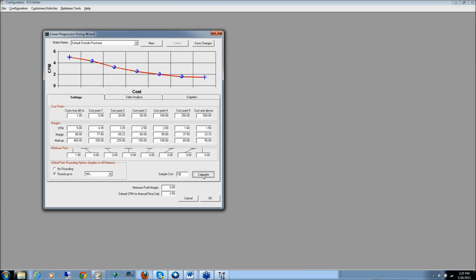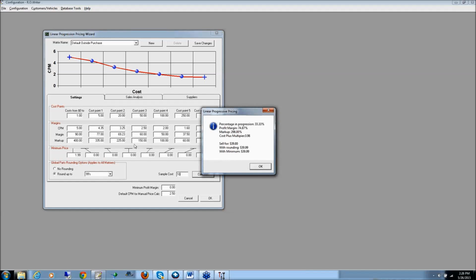So as I put in my sample cost and hit calculate, it says that based upon where our matrix is currently set, it's 33% of the way from cost point to cost point, meaning it's 33% of the way from here to here. So 33% of the way from here to here, or here to here, would be 74.87 or 3.98 as a cost plus multiplier. As we're continuing on down, that means $39.80 would be my selling price with the rounding parameter, $39.99, and then the minimum that come into play. So it's just set to that rounding at $39.99.